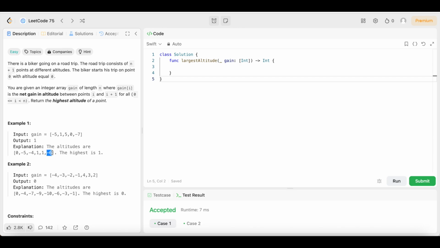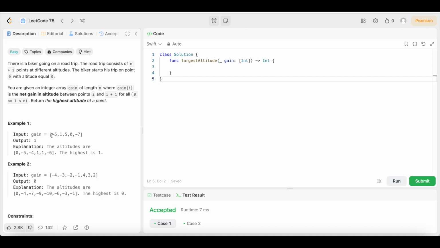So we're returning an integer from this array, not this array, but we're creating this array using this array. We need this gain array to create this array right here of all the altitudes. So it's basically like we started at altitude 0.